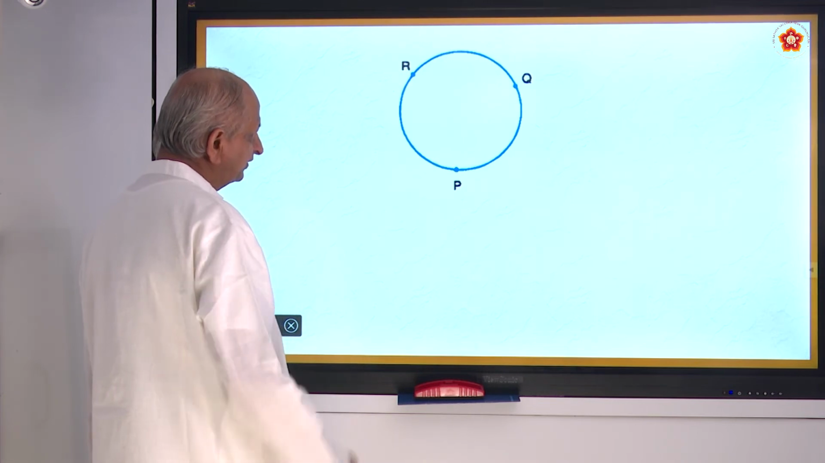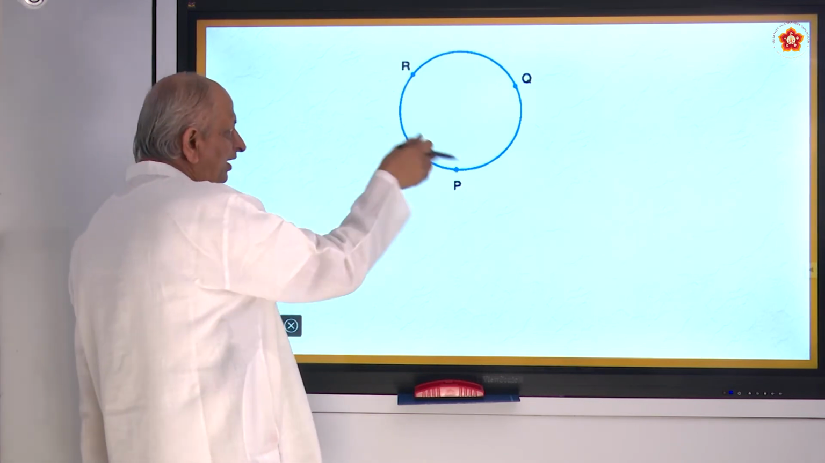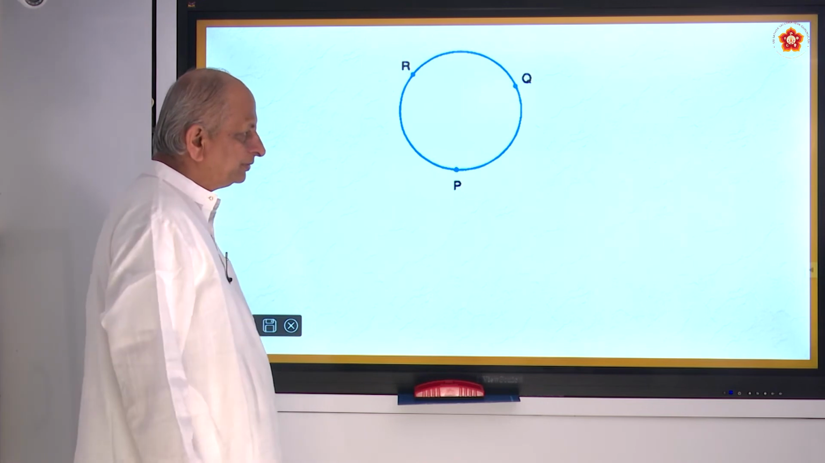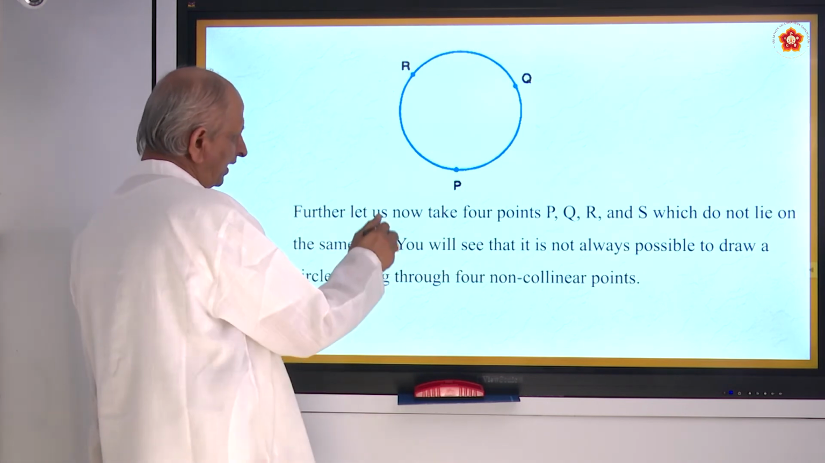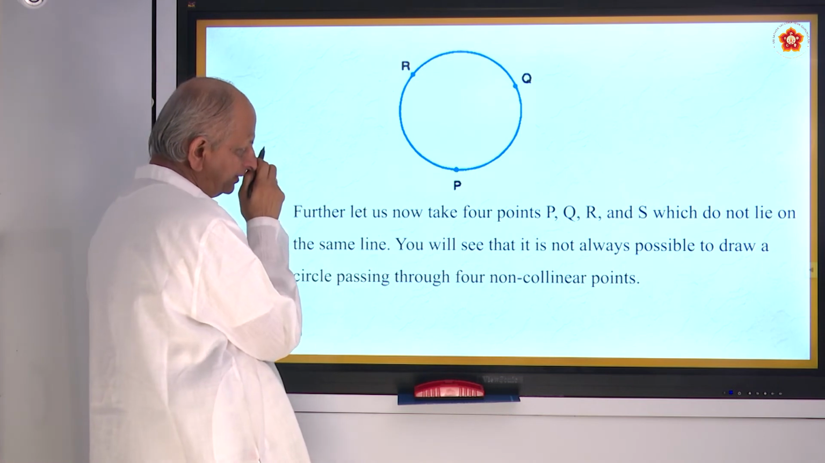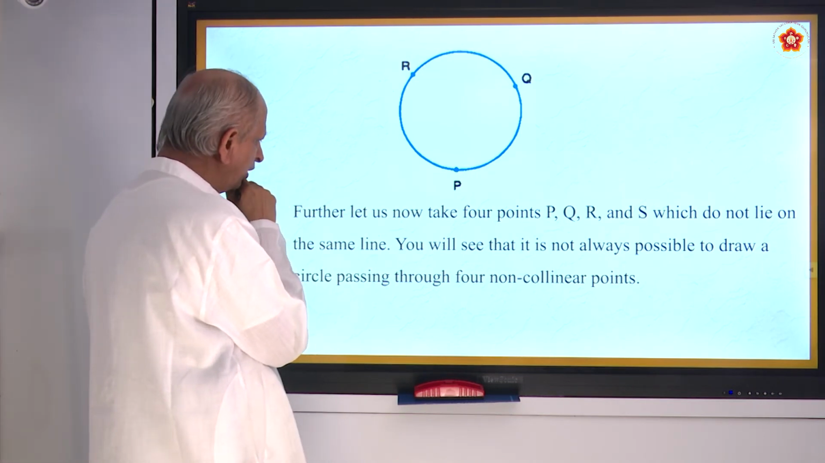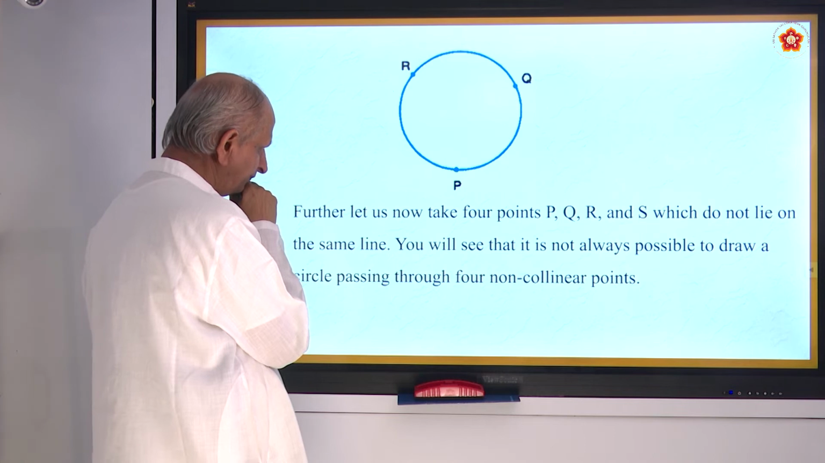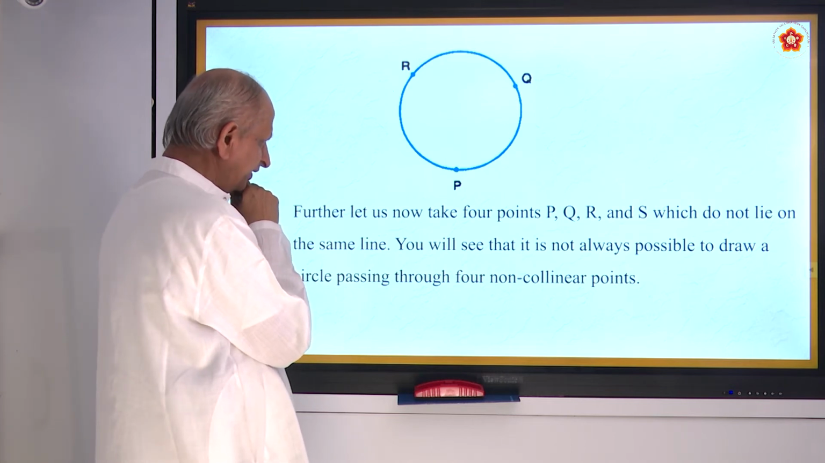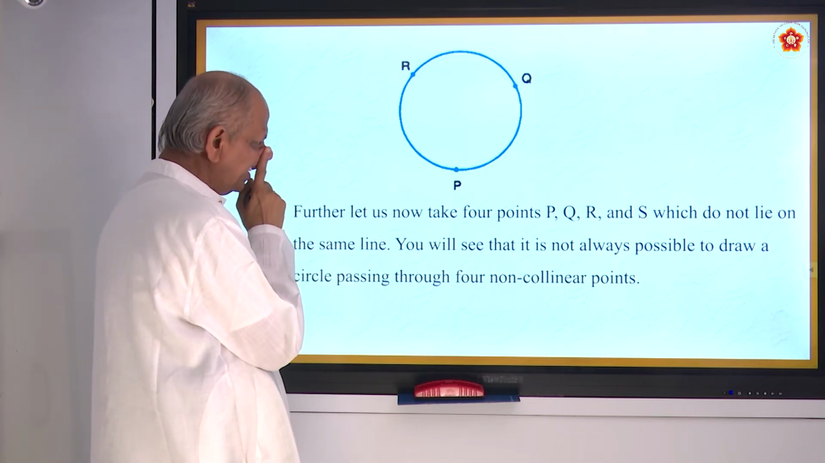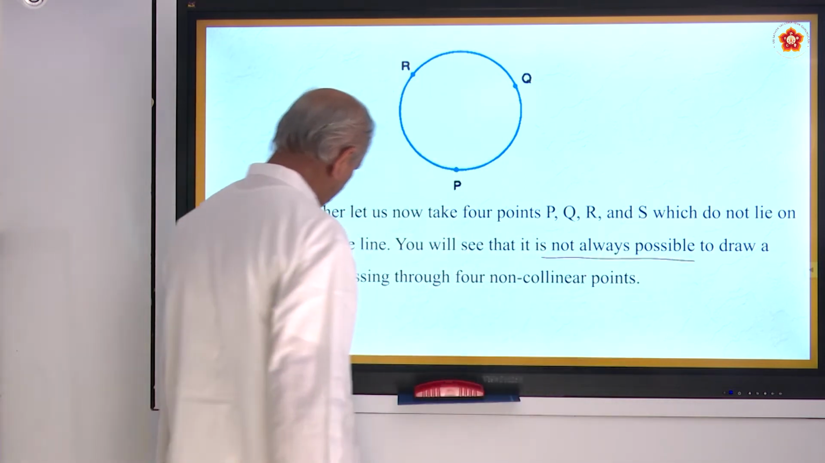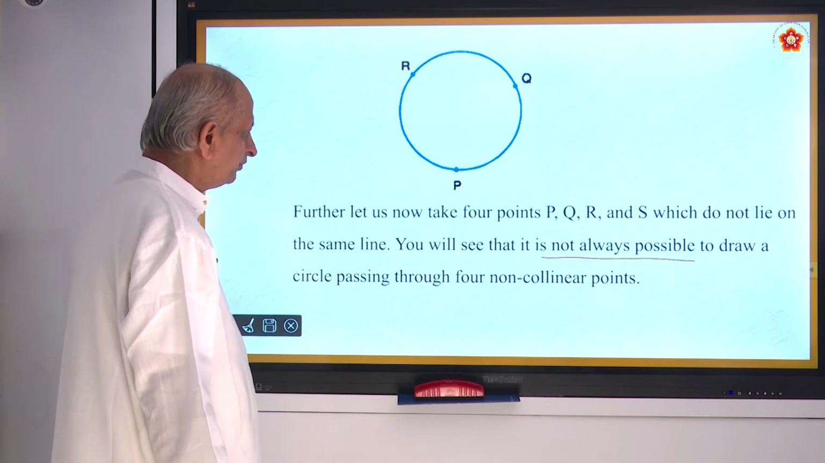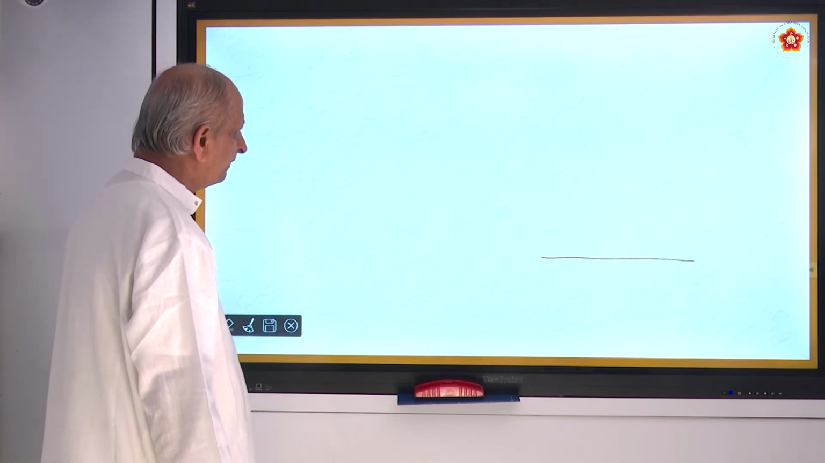See, just see this. It is concyclic points. Concyclic means lying on the same circle. And if you take the points like P, Q, R, S, which do not lie on the same line, you will see that it is not always possible to draw a circle passing through the 4 non-collinear points.